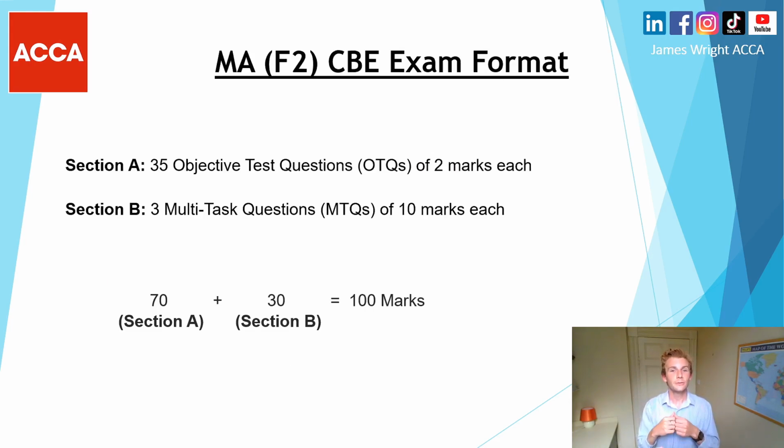In terms of the actual computer-based examination format now, you have two sections that will come up on your exam. Section A has 35 objective test questions, or OTQs, you will see in some of the actual study texts. All are 2 marks each. And Section B has 3 multitask questions, or MTQs, that are 10 marks each. So that brings you all together your 100 marks for the paper, with Section A and Section B.